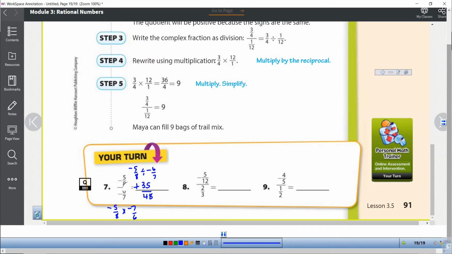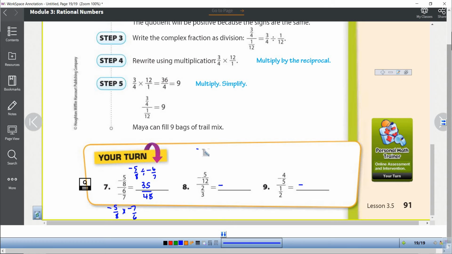A negative divided by a negative is a positive. We don't usually put the plus there, but it is a positive. This one right here, a negative divided by a positive is going to be a negative. This one right here, a negative divided by a positive is going to be a negative. It's always a great idea to put that sign right at the beginning when you do the problem. That way you won't forget at the end.